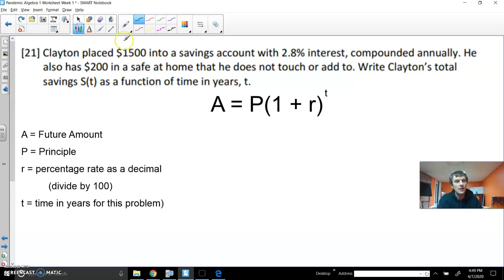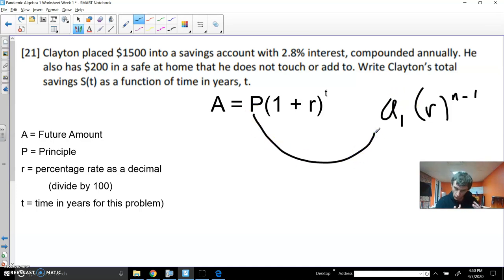If you watched the other videos, you may notice that we had a sub 1 times r to the n minus 1. That was one of our formulas for doing an exponential sequence. Well, that's really the same thing as what we have here. We have our principal, which is your initial amount, how much you're starting with. You have your ratio, which is calculated using the percentage rate in the problem.